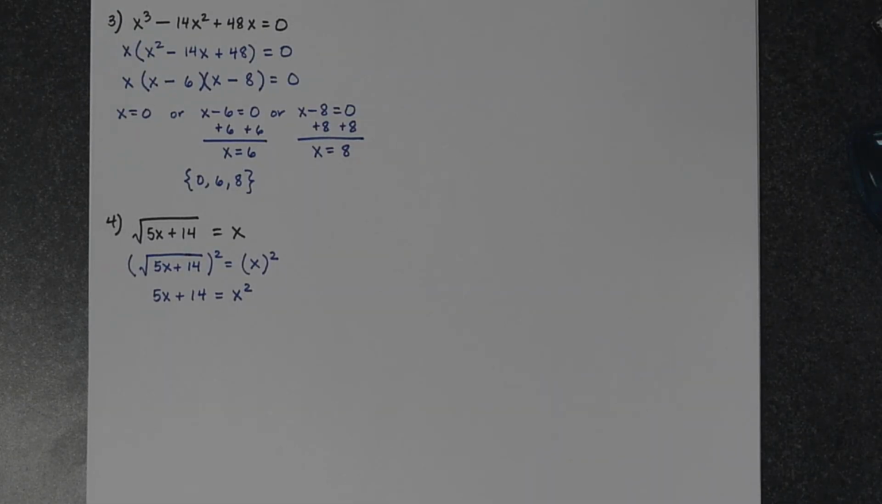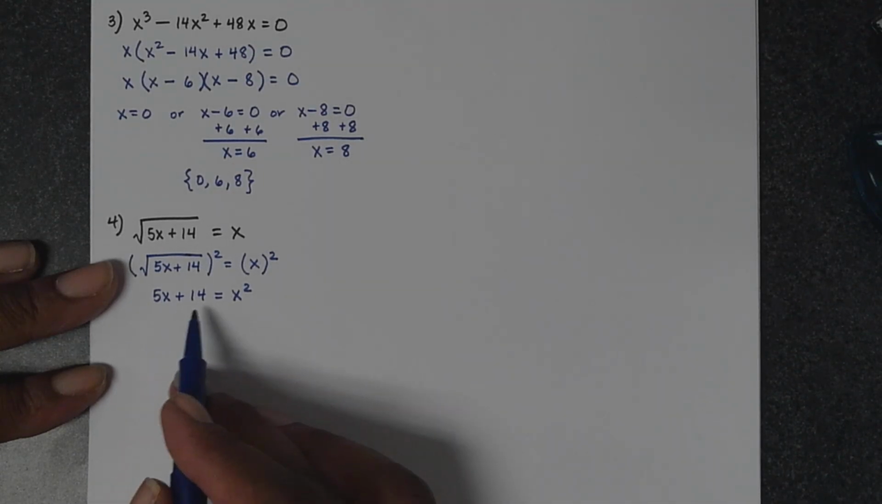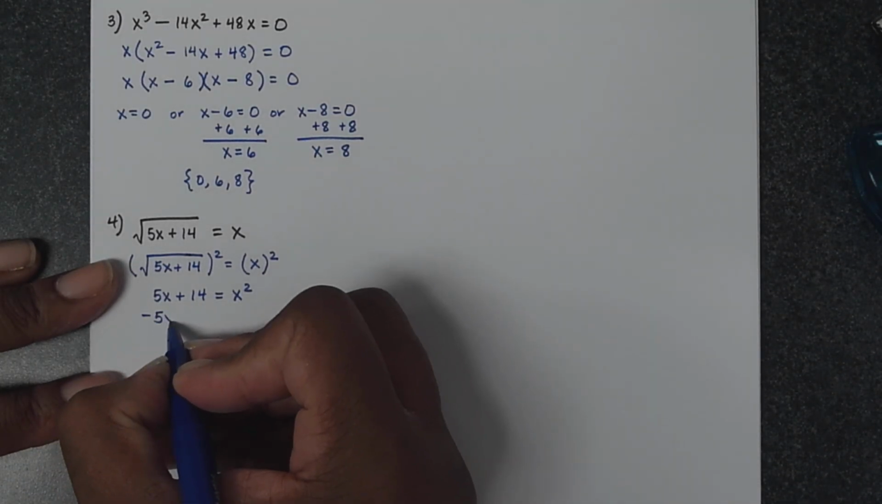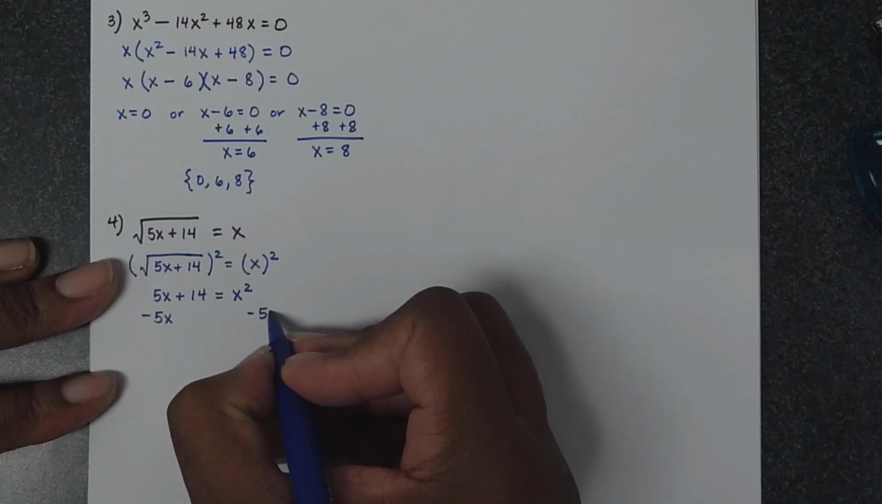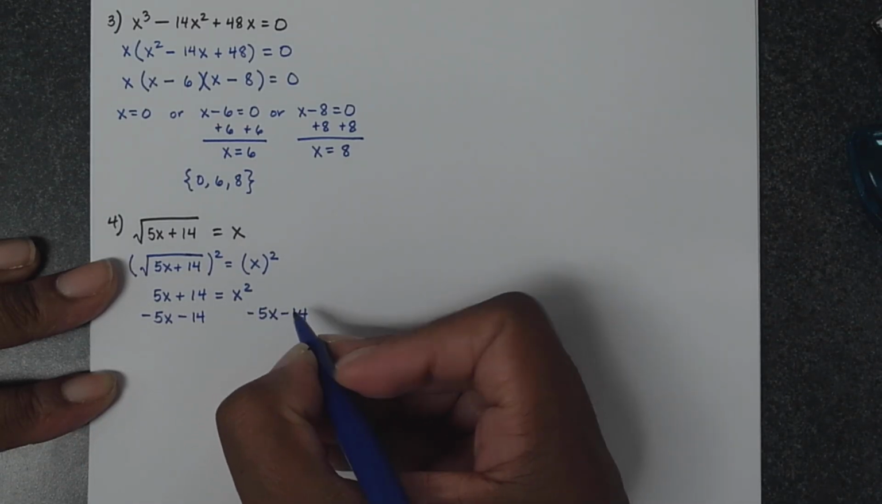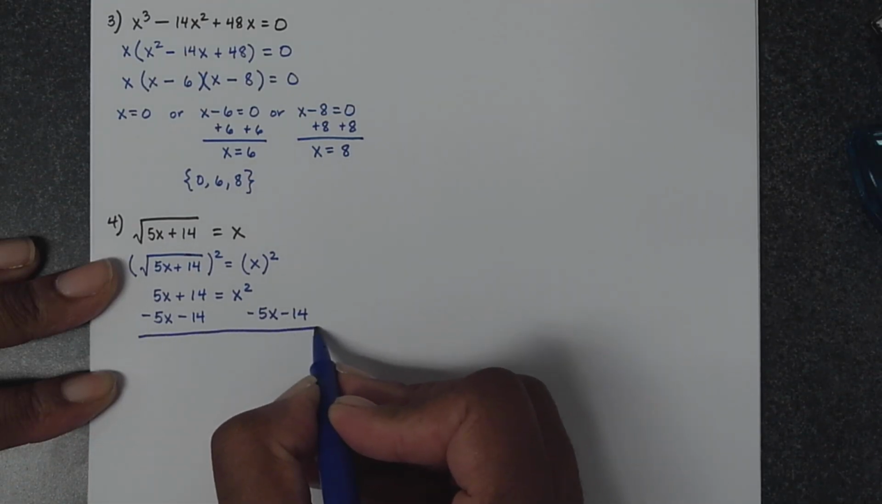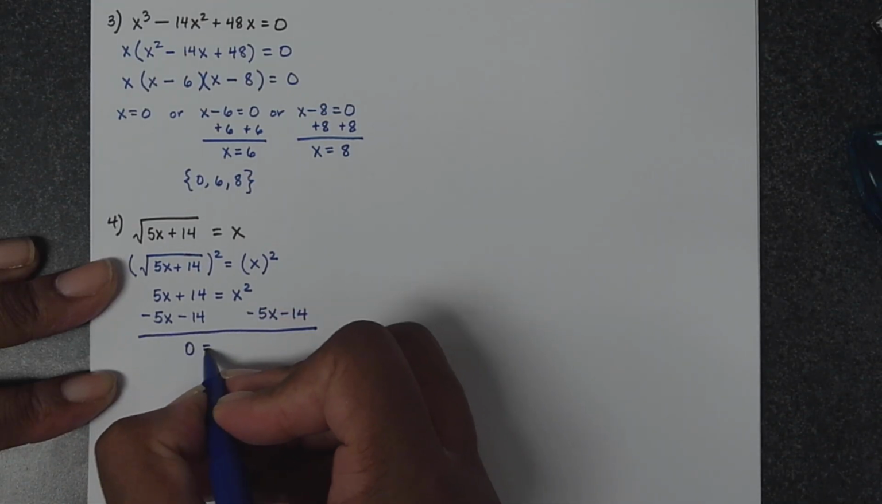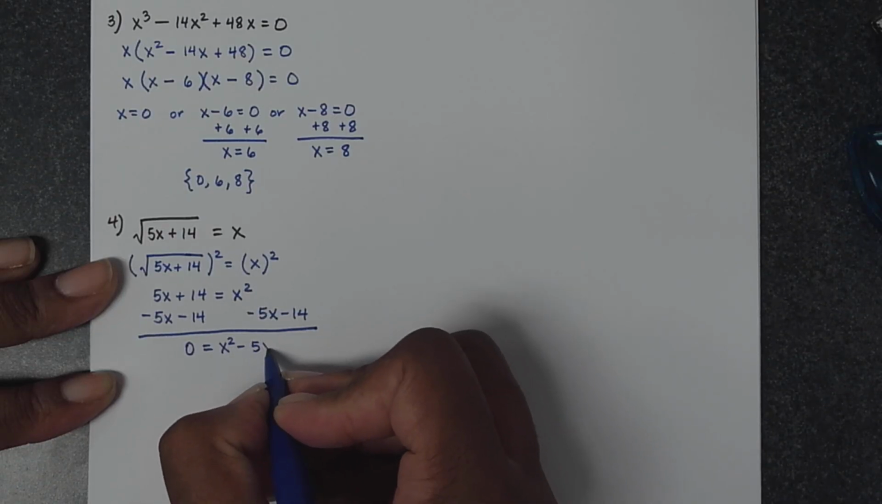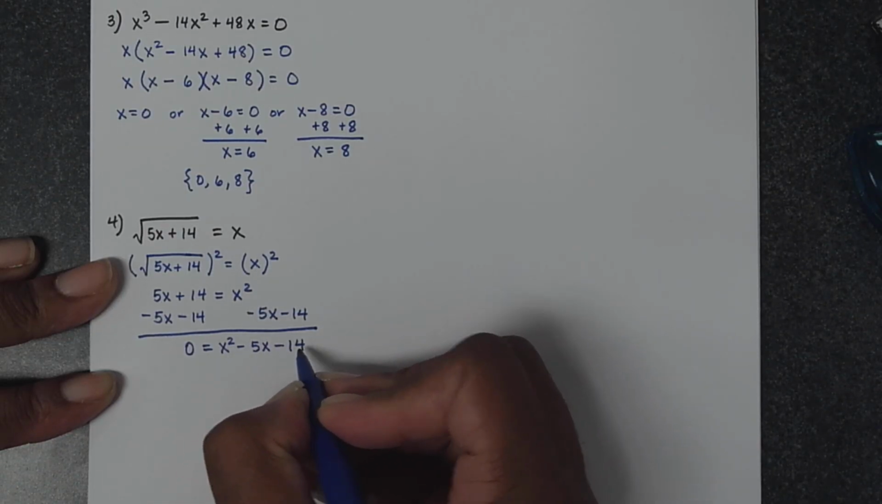So what I need to do there is get a 0 on one side of this equation, so I can get it in what we call the general form. So I need to move the 5x and the plus 14 over to the other side by subtracting 5x on both sides, and also subtracting 14 on both sides. So I have a 0 on the left side. The right side, I'm going to have x squared minus 5x minus 14.